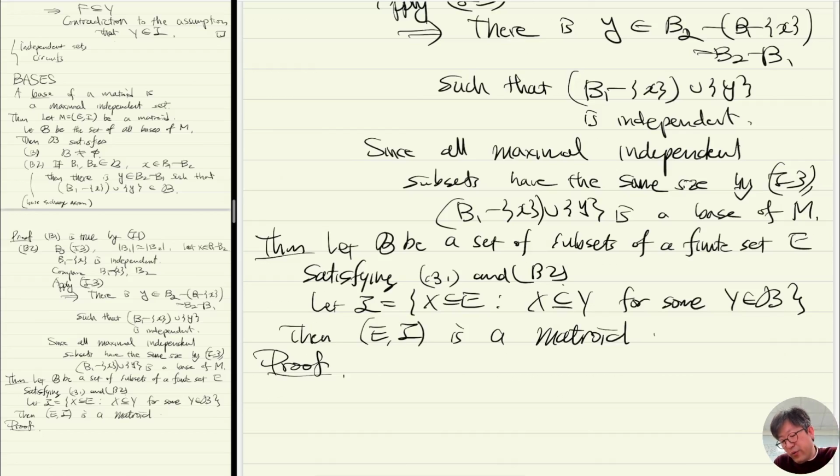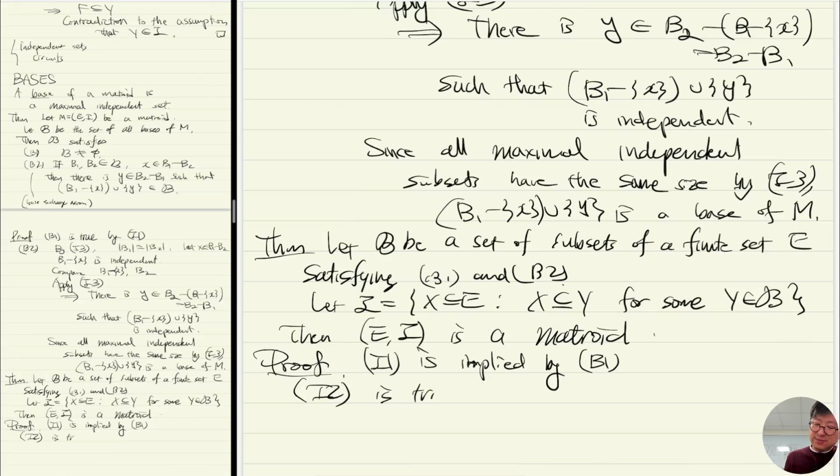So we need to prove I1, I2, I3. So I1 is implied by B1. We know that there is at least one base, and all subsets of a base are also independent, so therefore the empty set is independent. And I2 is trivial by definition, so it's enough to prove I3.